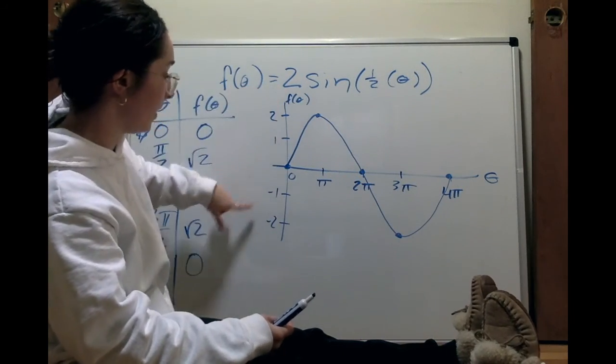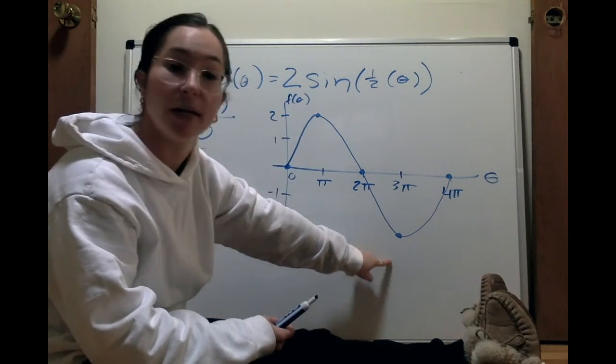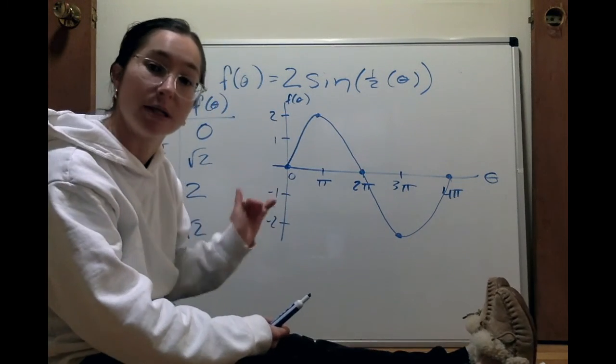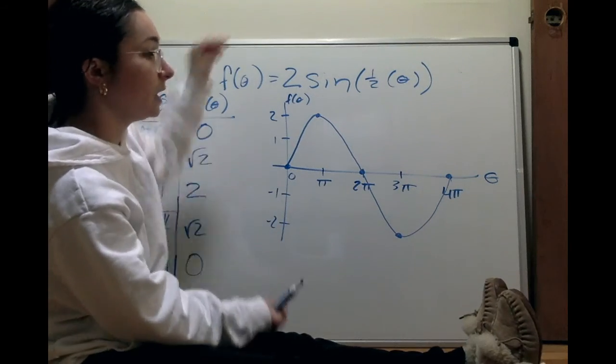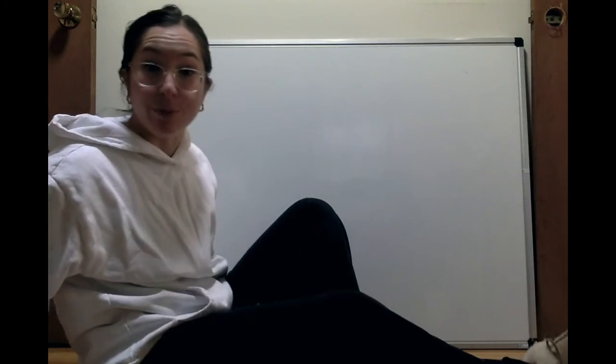And then this 2 out here made us go from 2 to -2 for our range, instead of just 1 to -1. So we've stretched it vertically and horizontally. Boom, clean whiteboard.